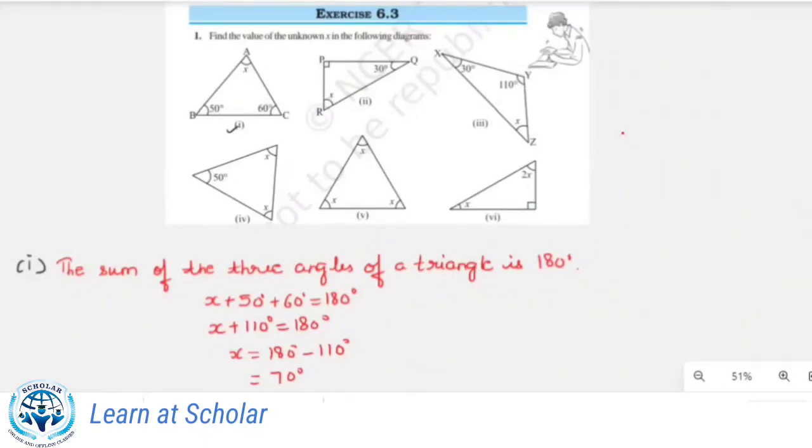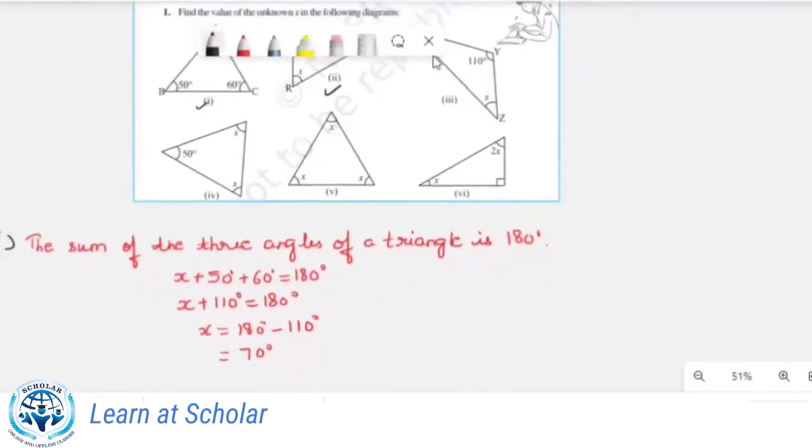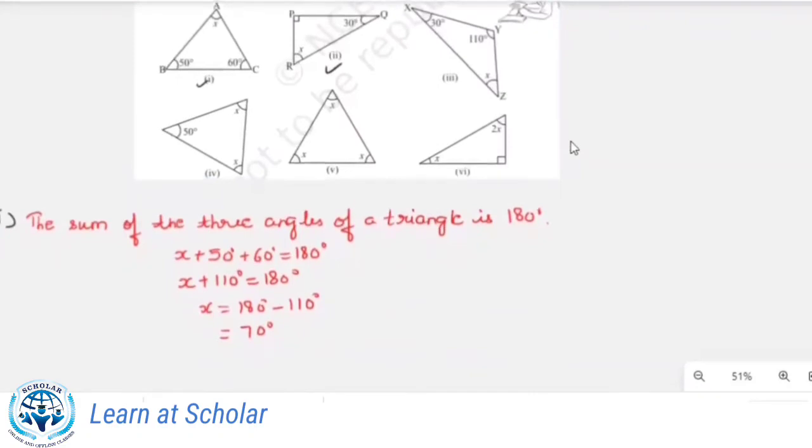In the second one also, we can find out the value of X because one angle measures 90 degree, another is of 30 degree.